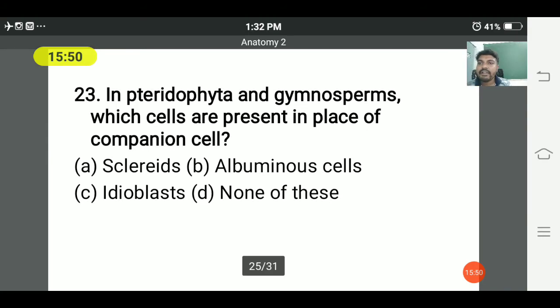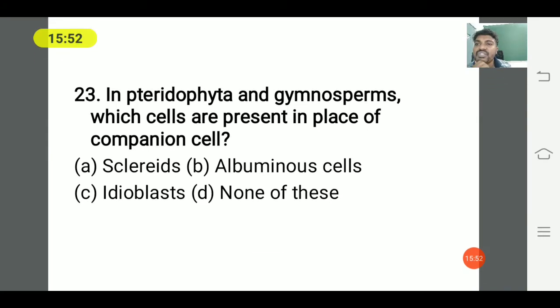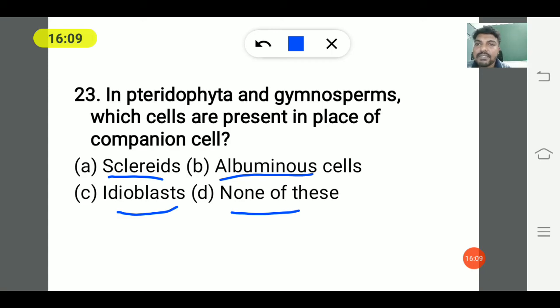23. In Pteridophyta and gymnosperms, which cells are present in the place of companion cells? Look here. Options: sclereids, option B albuminous cells, idioblasts, none of these. Gymnosperms have sieve cells, which replace sieve tube cells, and the companion cells are replaced with albuminous cells. So option B is the right answer.